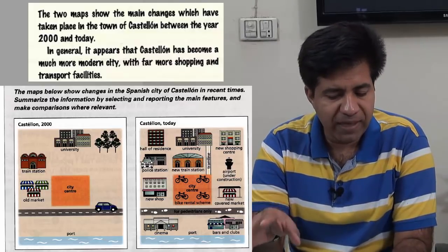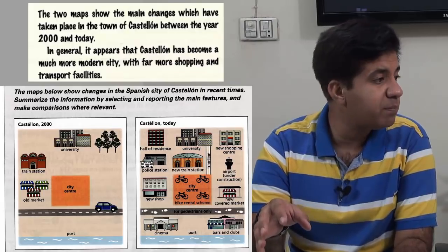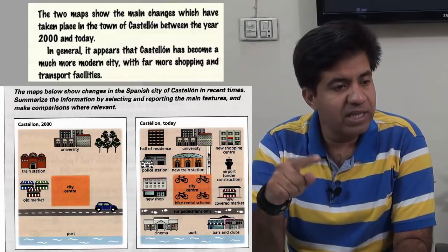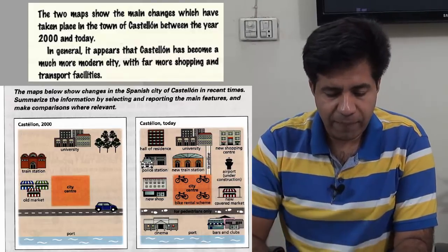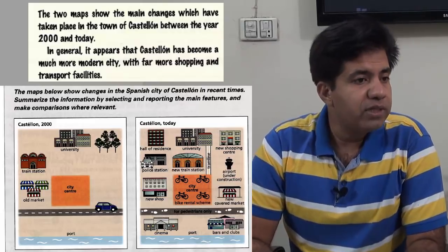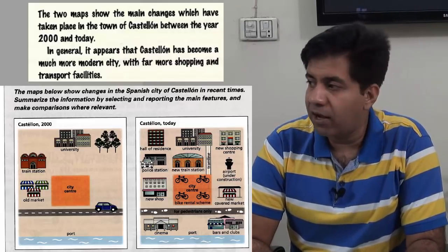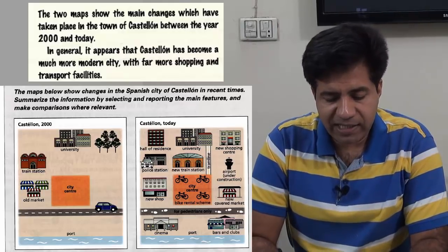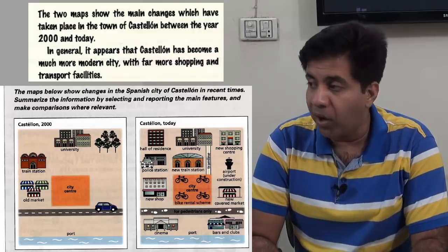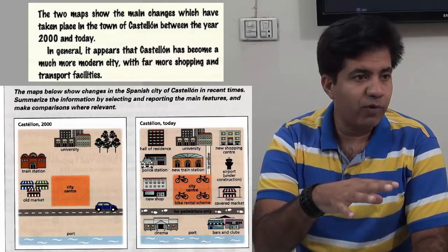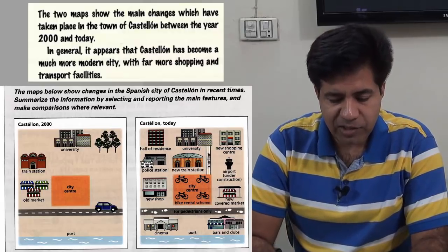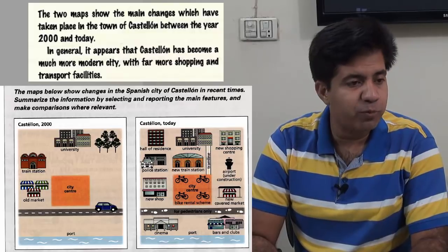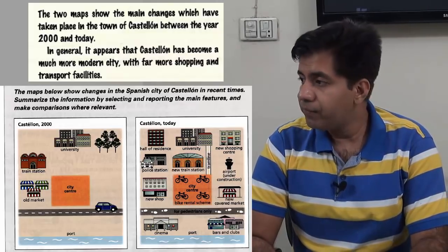The two maps show the main changes which have taken place, present perfect, in the town of Castellón between the year 2000 and today. Now the overview. The second paragraph is called overview. First paragraph is introduction, second is overview. In general, it appears that Castellón has become a much more modern city. In the past, it wasn't a modern city, but now we can see Castellón has become a much more modern city with far more shopping and transport facilities. Clear? Looking at the map.